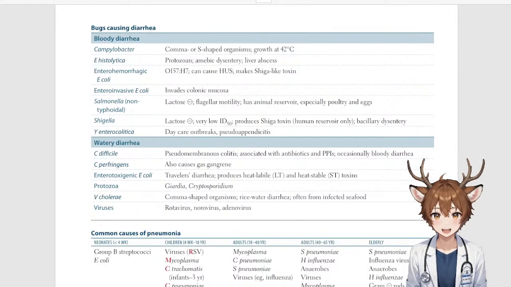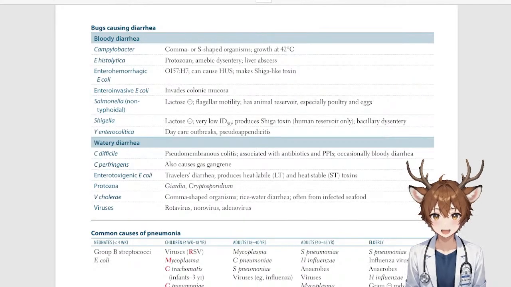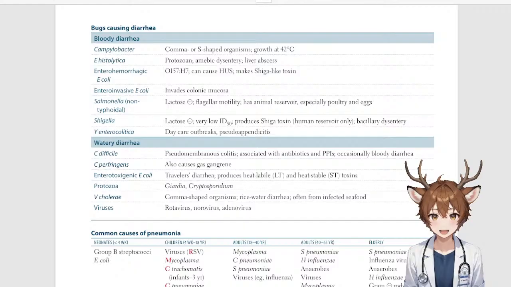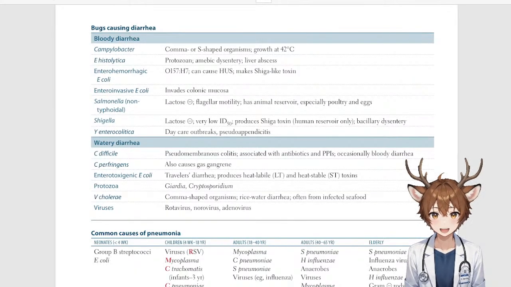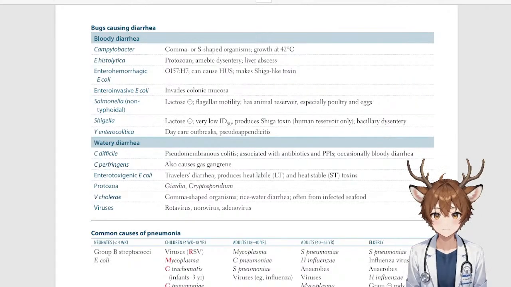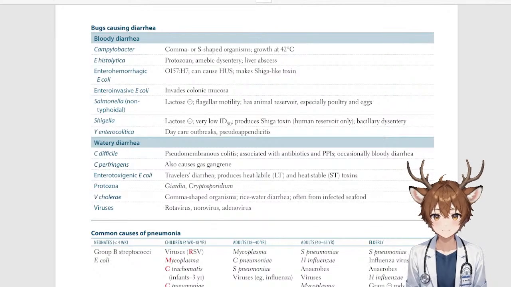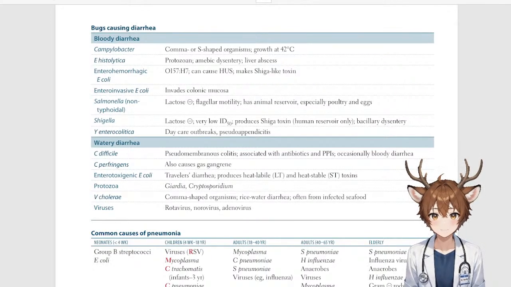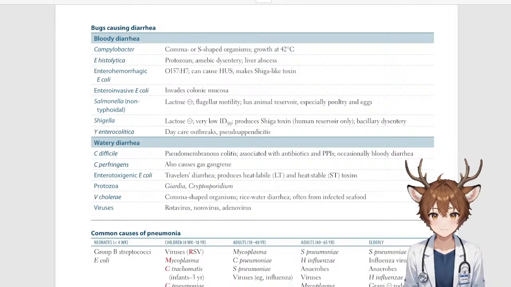What about watery diarrhea? Those are the bloody diarrhea ones. There's a lot of things that cause diarrhea, so just be aware which ones cause bloody diarrhea, which ones cause watery diarrhea. Bloody diarrhea, think about Campylobacter, E. histolytica, EHEC E. coli, EIEC E. coli, Salmonella, Shigella, Yersinia enterocolitica. Think about those, okay? Histolytica, enterocolitica, a lot of E. coli types, EIEC and EHEC, and Shigella, and Campylobacter.